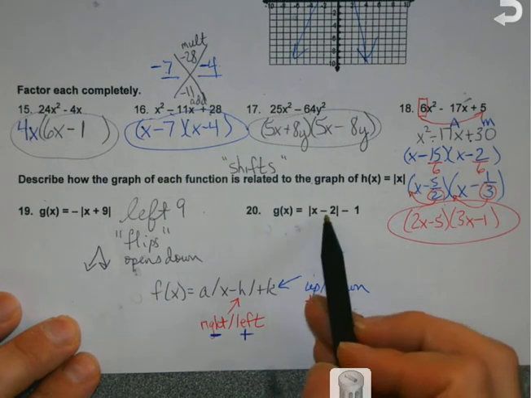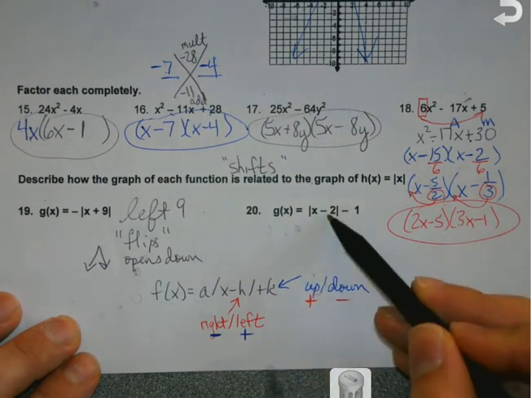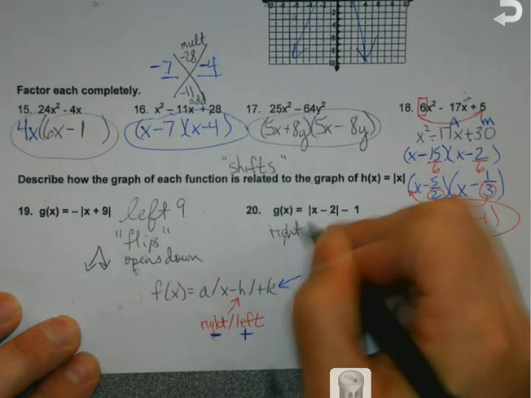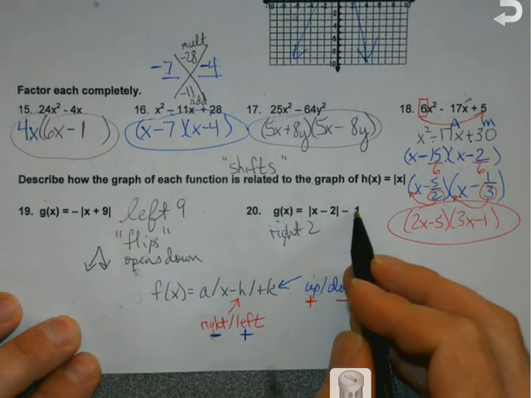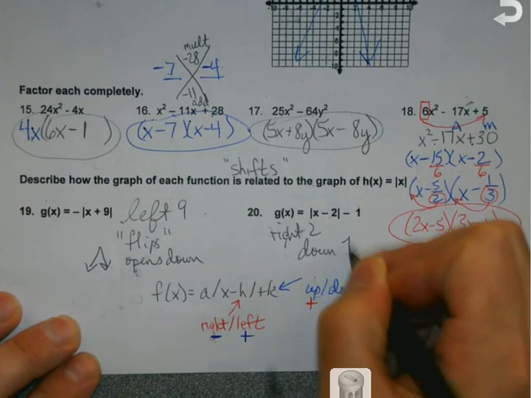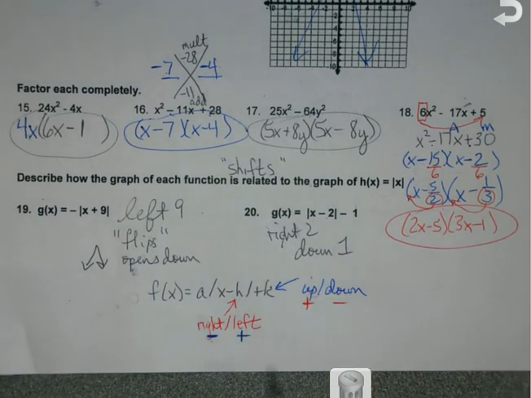Okay. Second one, not as complex. What's the minus 2 in there tell me? Tells me I'm going right 2. What's the minus 1 on the end tell me? I'm going down 1.